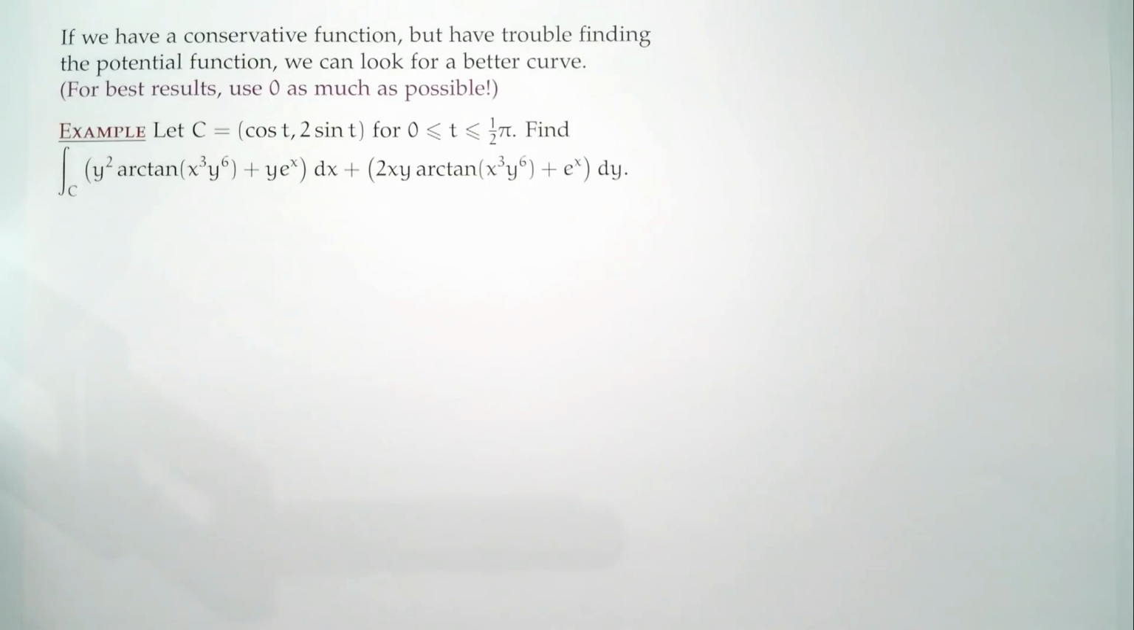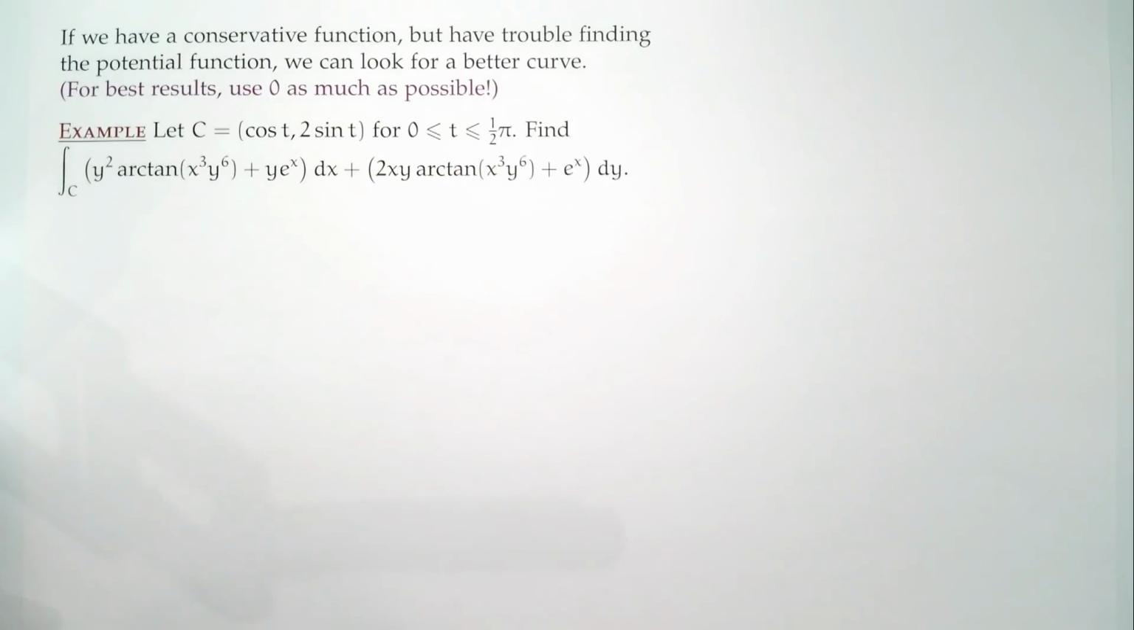Because we said that there was a second thing we could do, which is we could change our curve. So if we have something that's conservative, we're not having much luck finding the antiderivative, let's change our curve. And maybe let's work by seeing what happens along the curve. There's still a chance. All right, so here's an example. Suppose we're integrating along a particular curve.